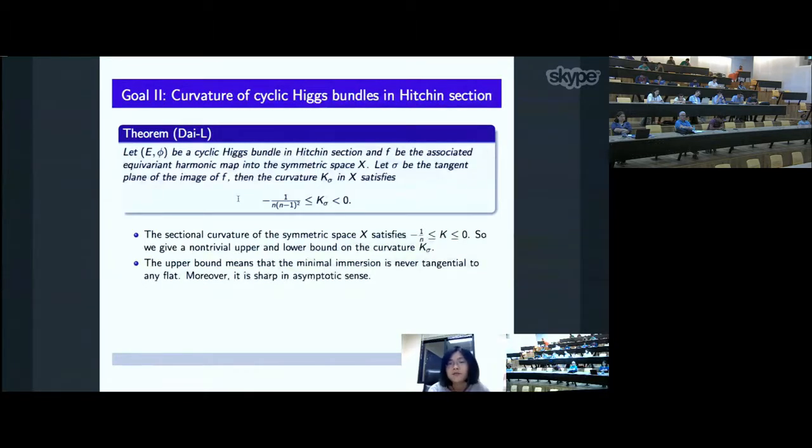That means if we consider the Higgs bundle going to infinity, which means, for example, we consider the ray parameterized, the cyclic Higgs bundle parameterized by tQn, where the t goes to infinity. So as the t goes to infinity, away from a discrete set, this curvature will go to 0. So that's what we mean it is sharp in the asymptotic sense.